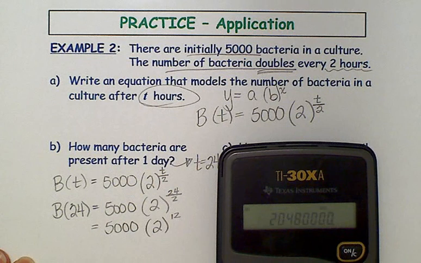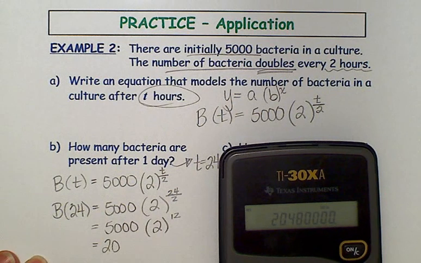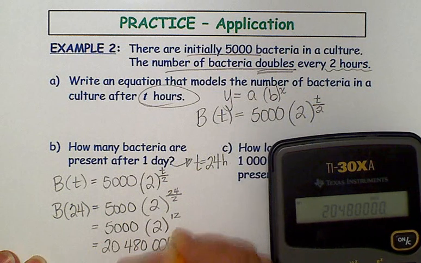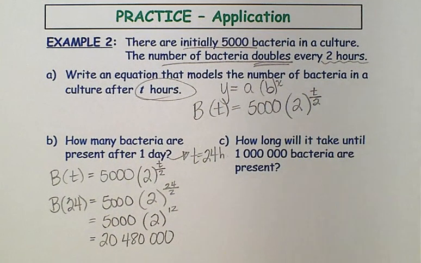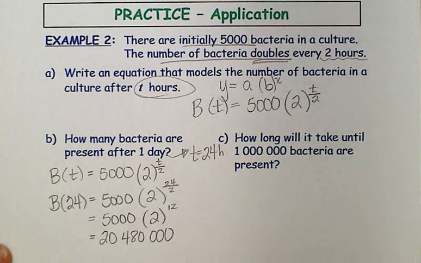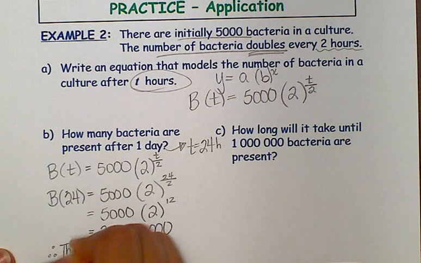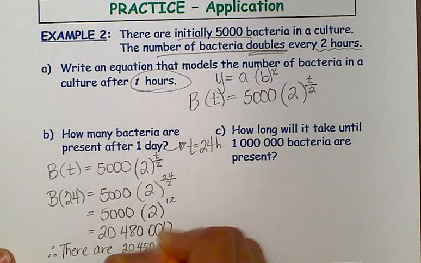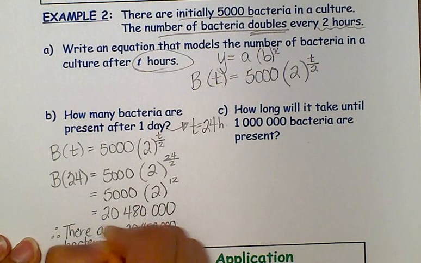And I get a whole lot of bacteria. And that's 20,480,000 bacteria. That's a whole lot of nasty bacteria in a very short period of time. Okay, so therefore, there are 20,480,000 bacteria after 1 day.